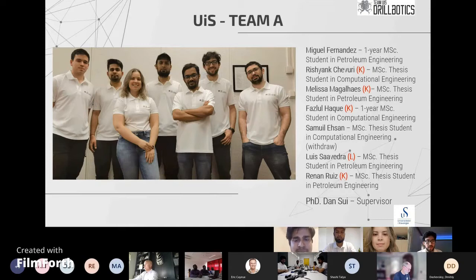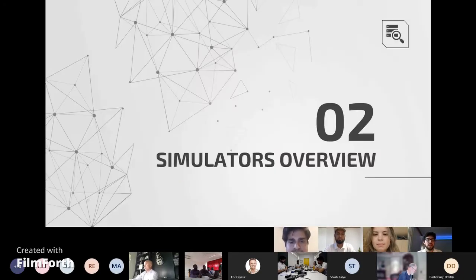Then we also have some other team members that helped with this project. That was Miguel Fernandez, who was in the first year of his master. Then Samuel Ehsan, who was a master student in computational engineering, but he had to withdraw at the end of February. And then Renan Ruiz, who is a master student in petroleum engineering, but he has some work to do and was not able to be present here.